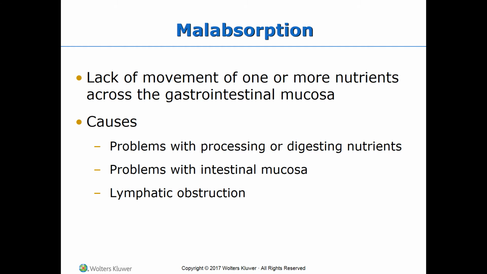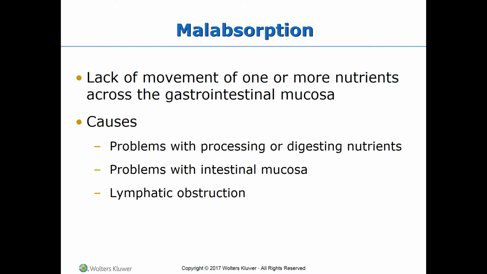In malabsorption, you have lack of movement of specific nutrients across the gastrointestinal mucosa, and this malabsorption can affect one nutrient such as lactose or vitamin B12, or it can affect all the nutrients. And if that happens, you will have something that is called malabsorption syndrome, in which several of the nutrients are not adequately absorbed. So in the case of fat, it is almost always included in the malabsorption syndrome.